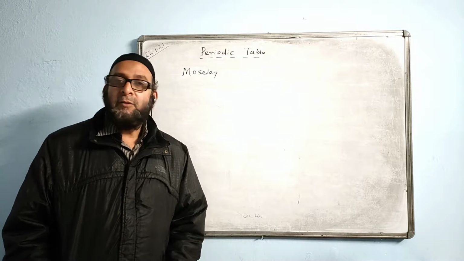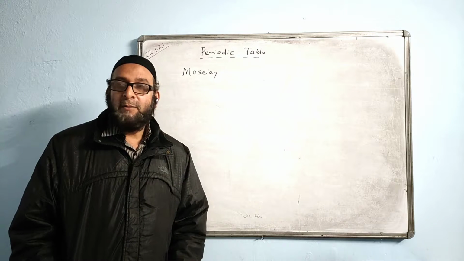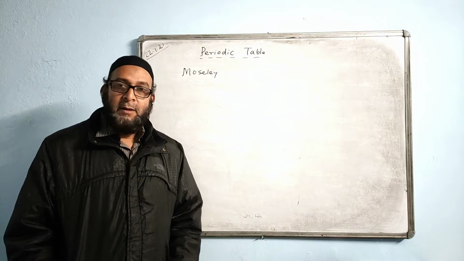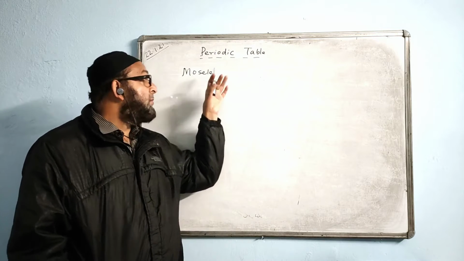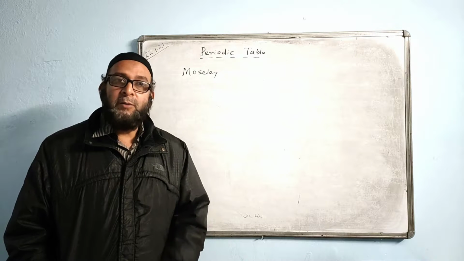Mendeleev was the scientist who made a periodic table based on atomic weights, but there were defects, there were flaws in that periodic table. So his periodic table is more or less correct. There is the modern periodic table. You have to concentrate on the modern periodic table only.